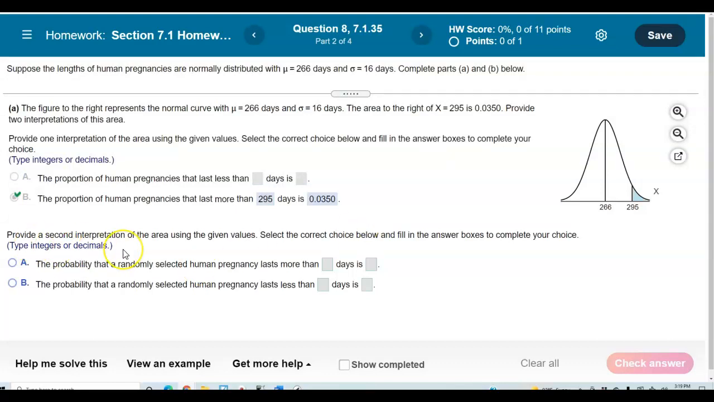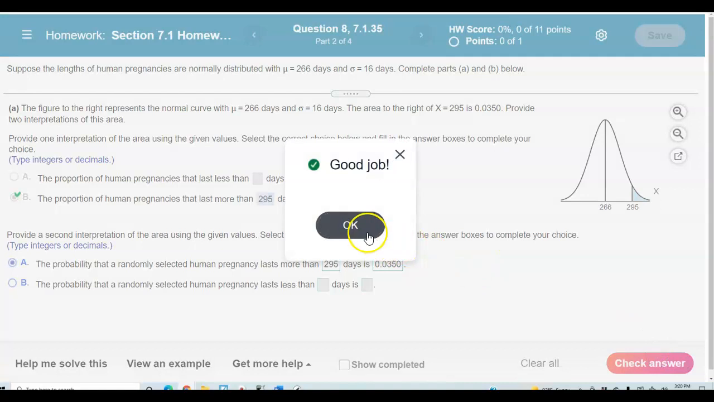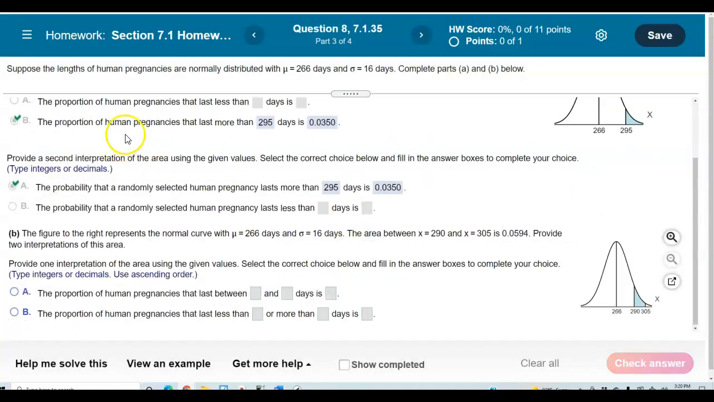Now it says provide a second interpretation of the area given the values, meaning select the correct choice below and fill in the answer boxes to complete your choice. So it's saying here the probability that a randomly selected human pregnancy lasts more than 295 days is 0.0350. And there is our second interpretation.